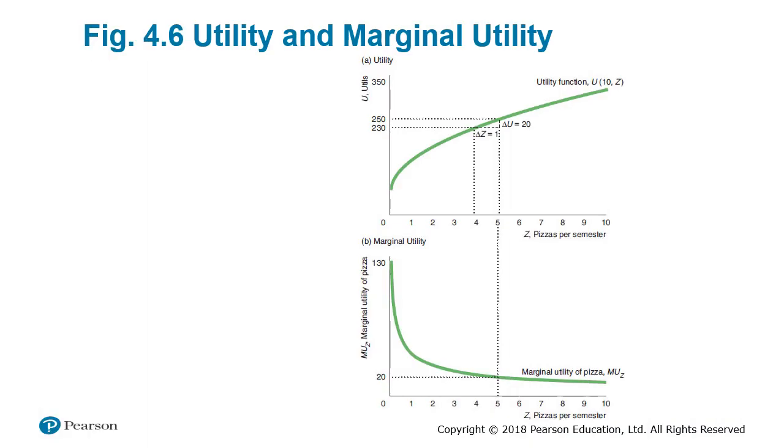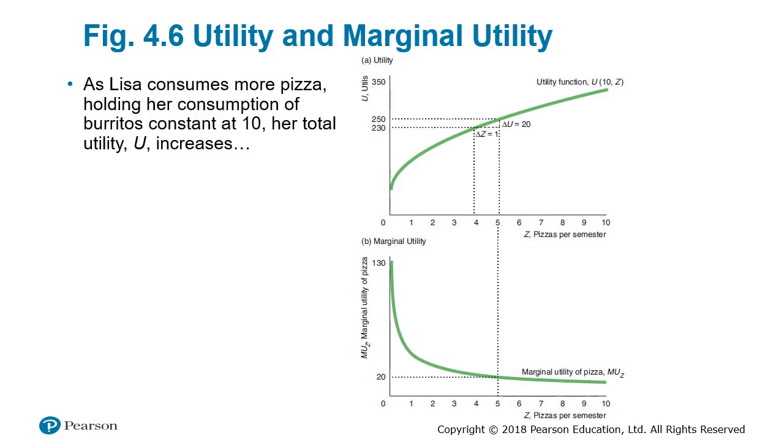Figure 4.6 graphs Lisa's total and marginal utility functions for pizza consumption. So in the top panel we have her total utility function for pizza. We're holding burrito consumption constant at 10, and we can see that as her pizza consumption increases, as she consumes more pizzas per semester, her total utility is rising, as shown by the positive slope of her total utility function.